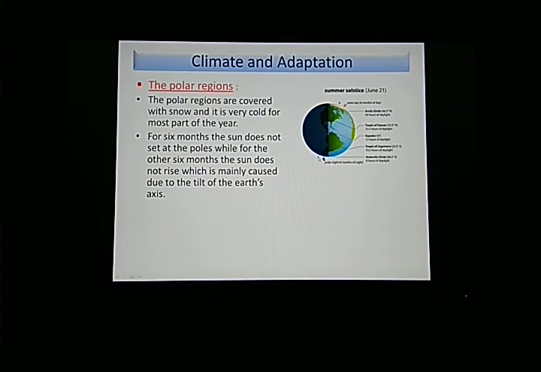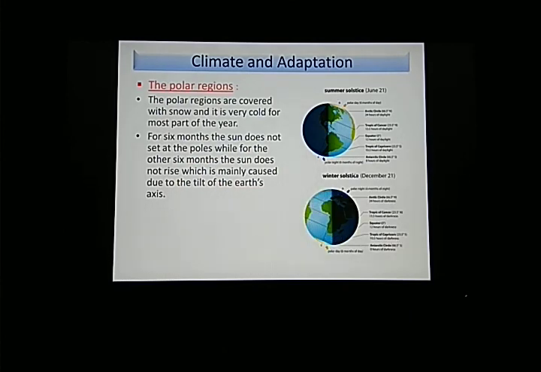So here, for 6 months there is night. Even though the Earth rotates, this portion remains in total, complete darkness. Not even partial sunlight falls upon this region. So as a result, there is a 6-month night. It happens during the summer.